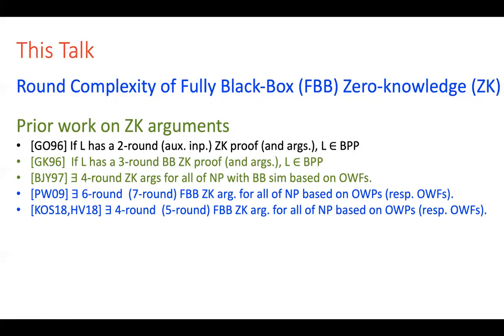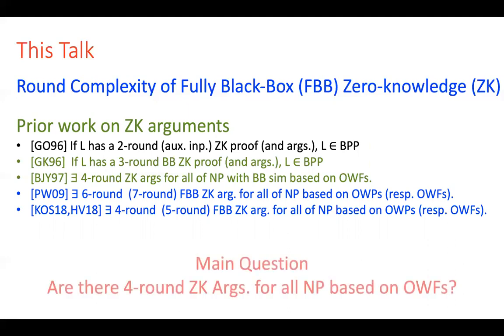So the state of affairs here is essentially like the proof system, except for a small gap. We know that we can construct 4 rounds, but you need one-way permutations. The question that remains here is, can we do it based on one-way functions? Or do you need 5 rounds to do it based on one-way functions? And this is the question we address in this work.